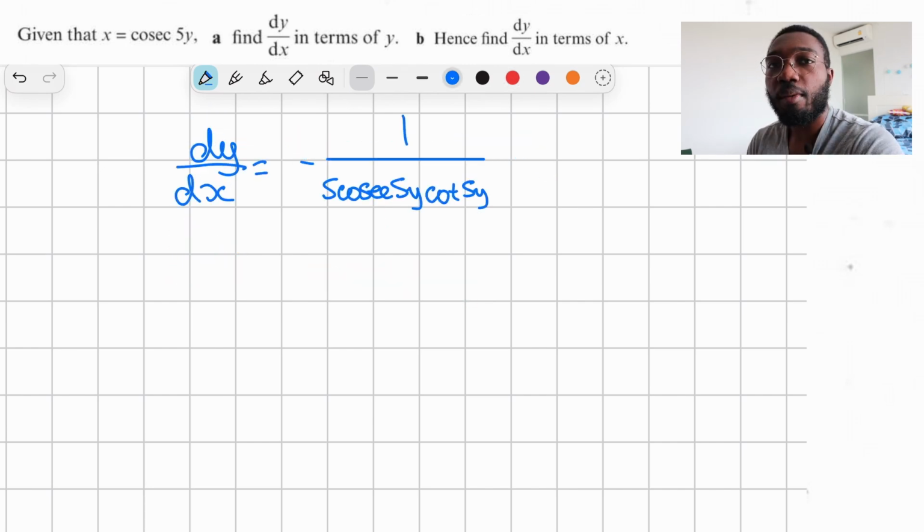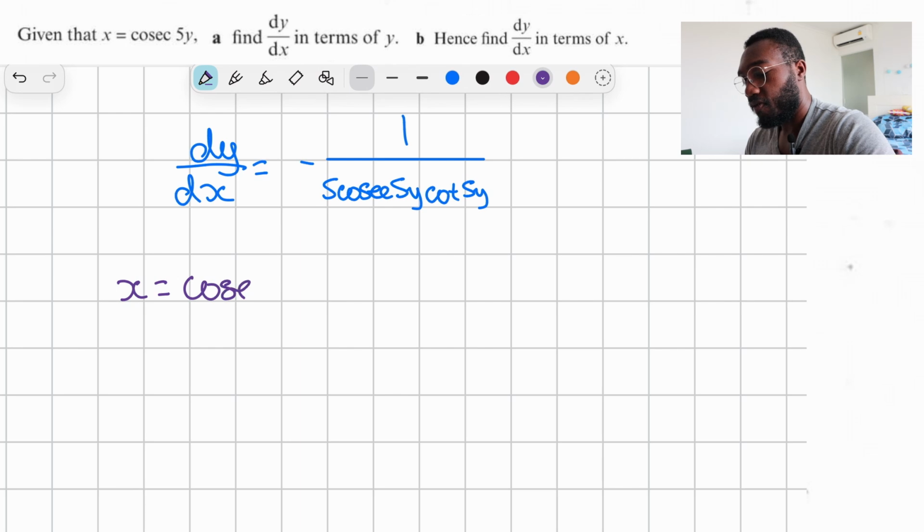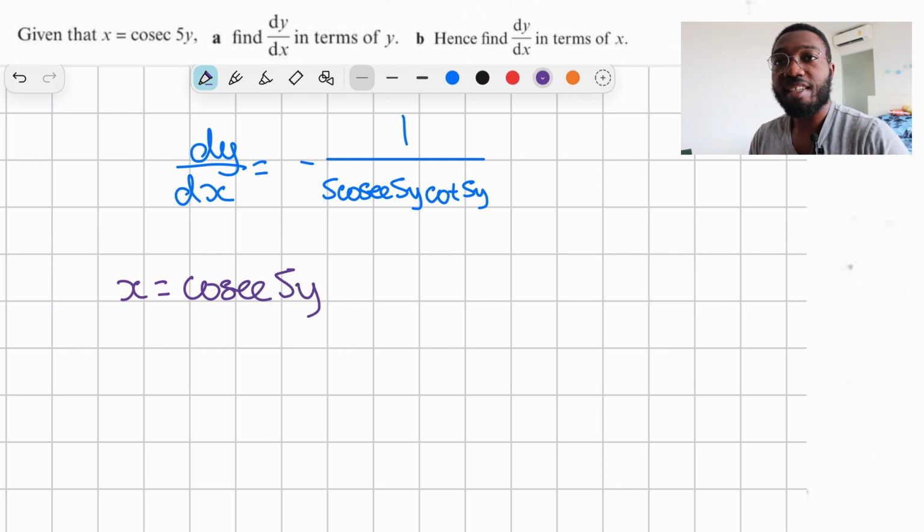So for this second bit, now we need to find dy over dx, but we need to find it in terms of x, okay? Right now, we've got dy over dx, but we have it in terms of y. So how can we change that cosec 5y and that cot 5y to be in terms of x? Well, the easiest one first: we know from the question that x is equal to cosec 5y. So that cosec 5y is fine, that's just equal to x. The problem is that cot 5y. What can we do about that cot 5y?